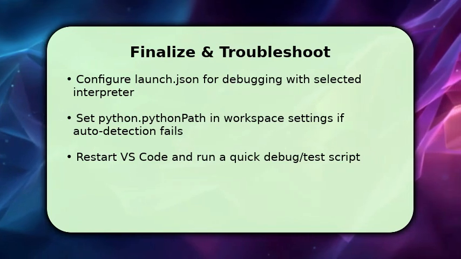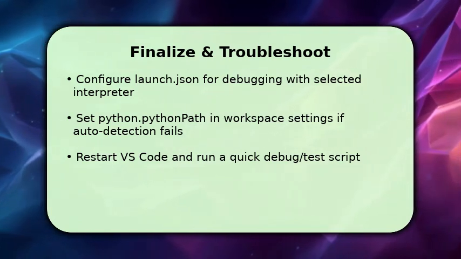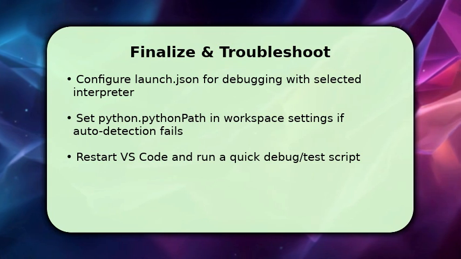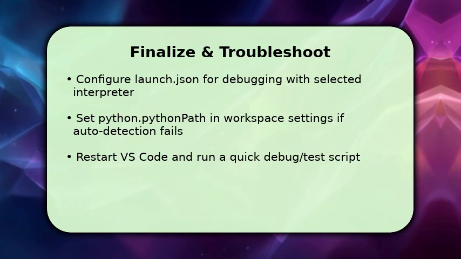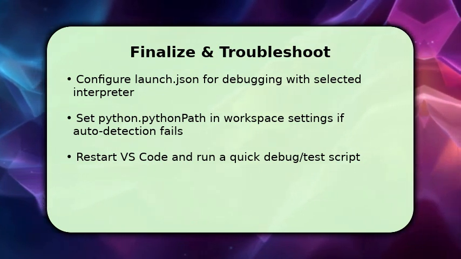Finish by configuring debugging. Create or edit .vscode/launch.json to use the chosen interpreter and workspace folder. Run a simple script to confirm the REPL, linting, and debugger behave as expected.